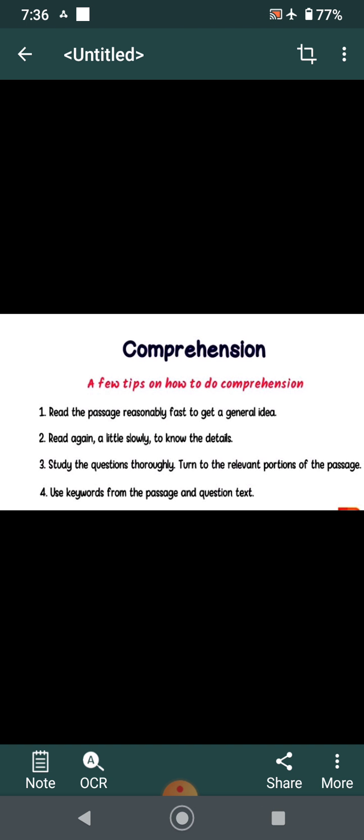Study the questions thoroughly. After reading the passage two or three times, then we look at the questions. Turn to the relevant portion of the passage. After reading the questions, you come to know that you can find this answer in the first paragraph, or the third line or fourth line. Then we go through it again, reading it to see whether that answer matches the question or not. Use keywords from the passage and question text. We use the keywords, the important words given in the passage, and match them with the questions given to us.